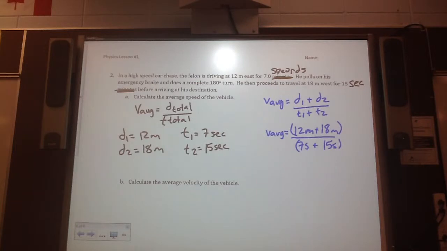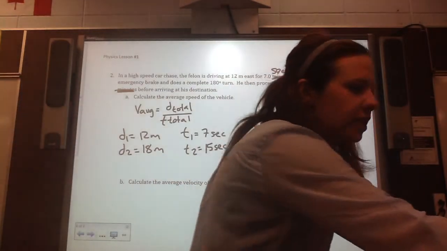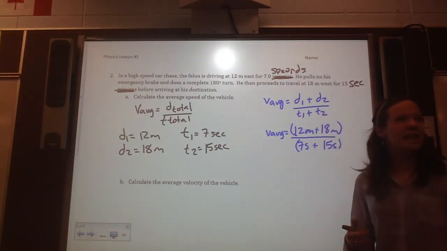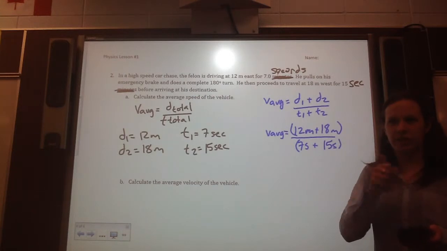You could go bracket 12 plus 18, close bracket, divided by bracket 7 plus 15, close bracket. Good, well done. Just want to make sure you guys know some of those calculator tricks because it can save you a lot of time, especially on a test.